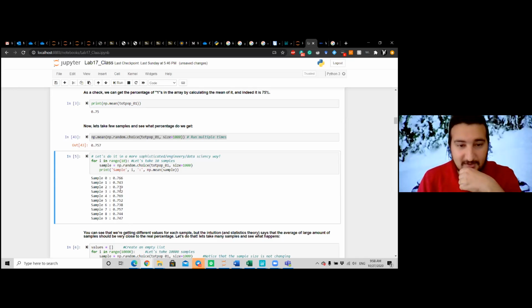So sometimes it goes up to 76.6. Sometimes it goes as low as 73.8. We are getting values close to 75, but not exactly that, which is what we were expecting.